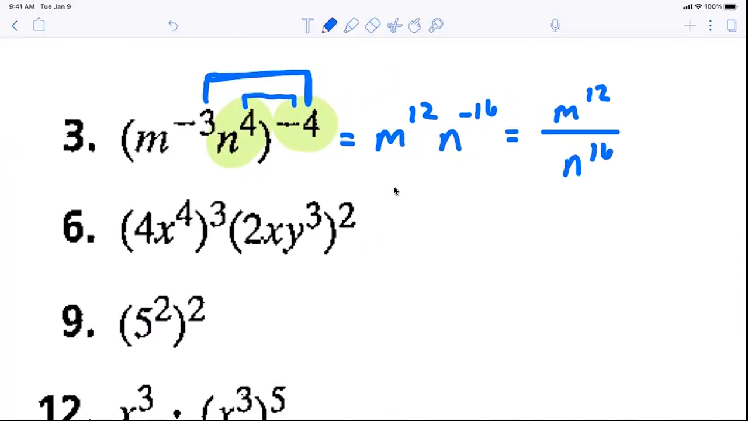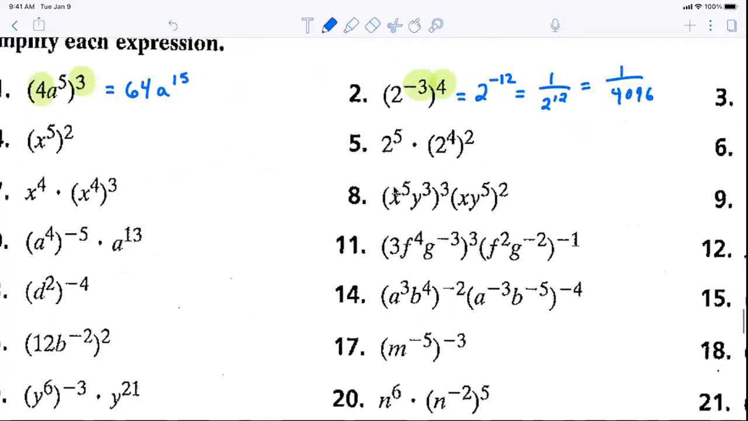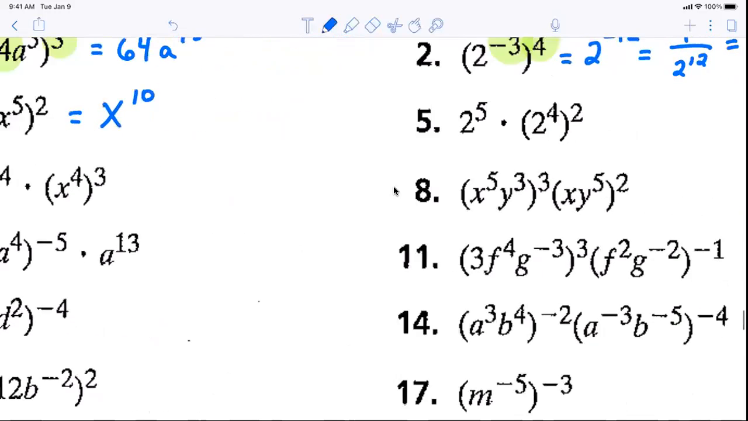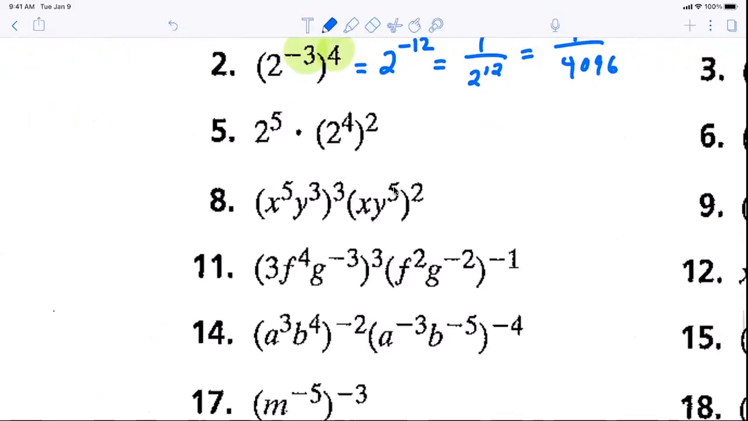All right, now come on now, get involved. All right, Sean's up next. Number 4. X to the 10th. Yes, x to the 10th. All right, now remember, try to write the answer before I do. All right, number 5. Come on, Connor.